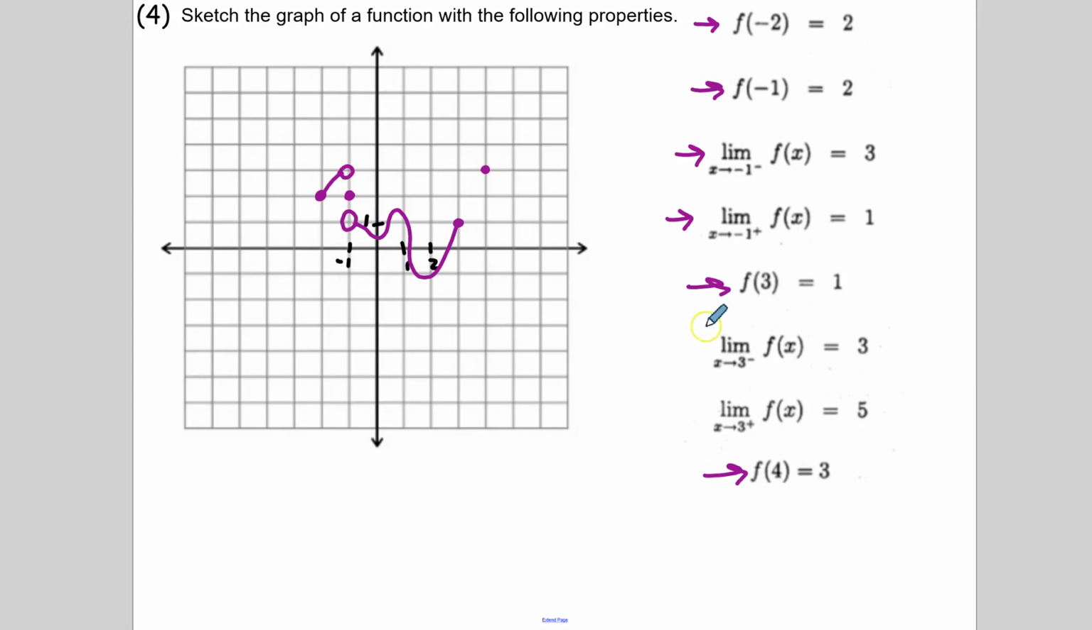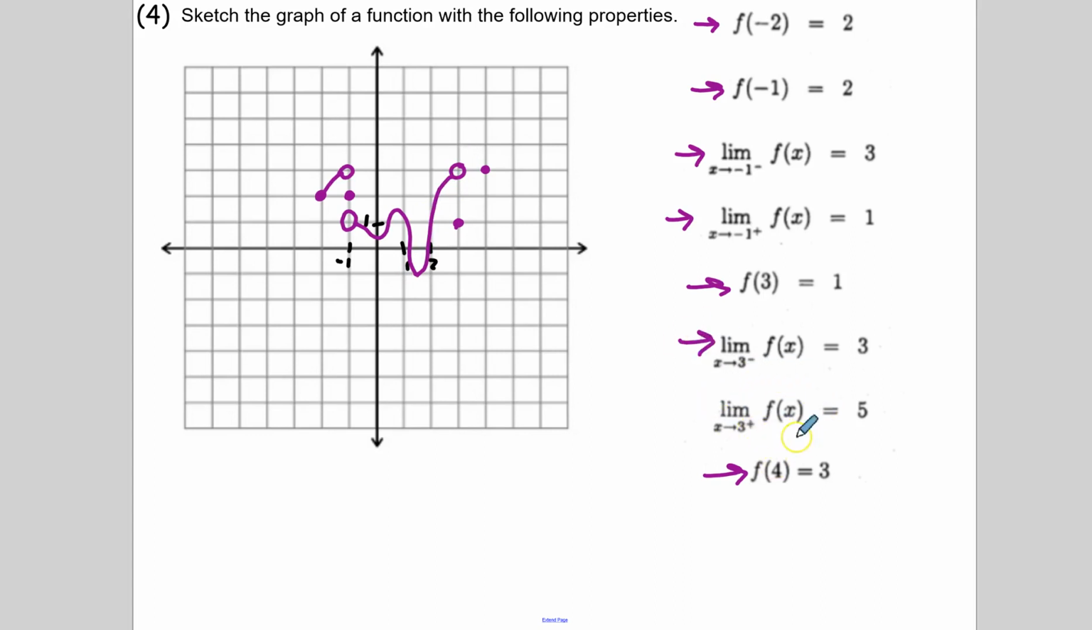The next one, the limit of f of x as x approaches 3 from the left is 3. So here's x equals 3. Uh-oh, I'm going to have to undo what I just did because I have to be going up toward a height of 3, so I shouldn't have connected to that point. That's okay, we can undo that. We need to be going up toward a height of 3, which is here. So I'm just going to connect my fun curvy thing to that instead.